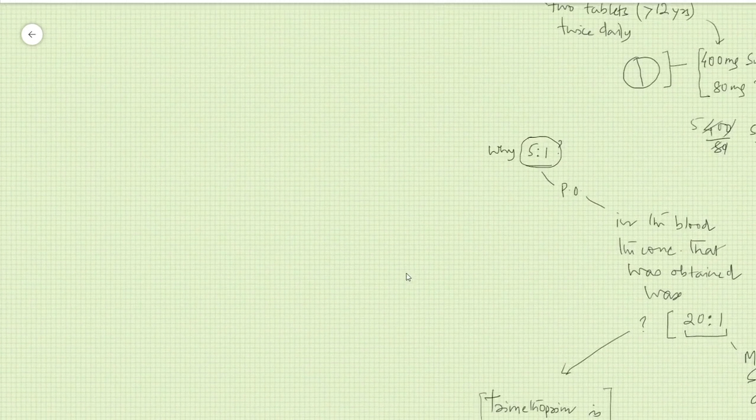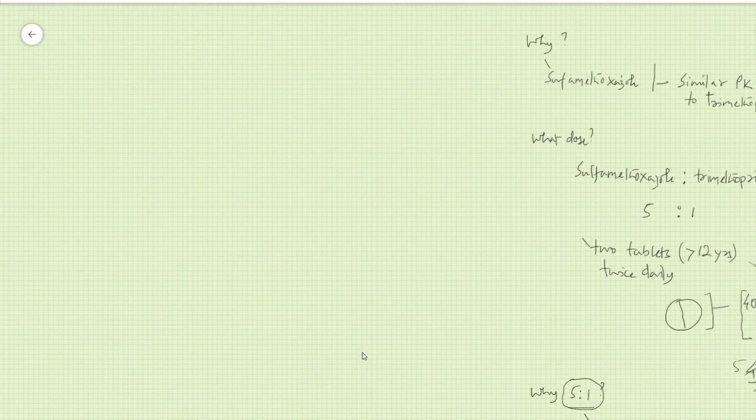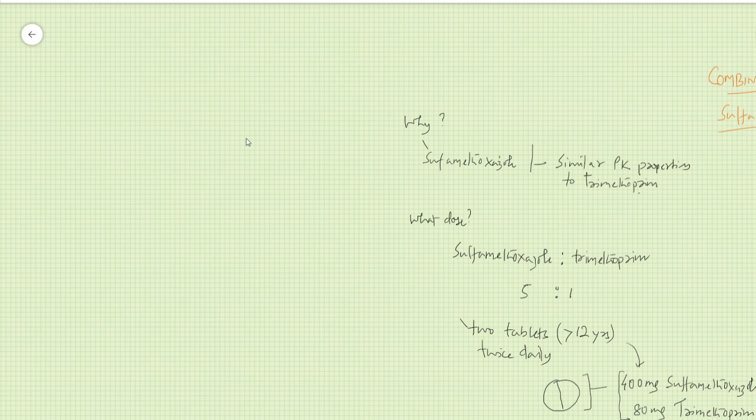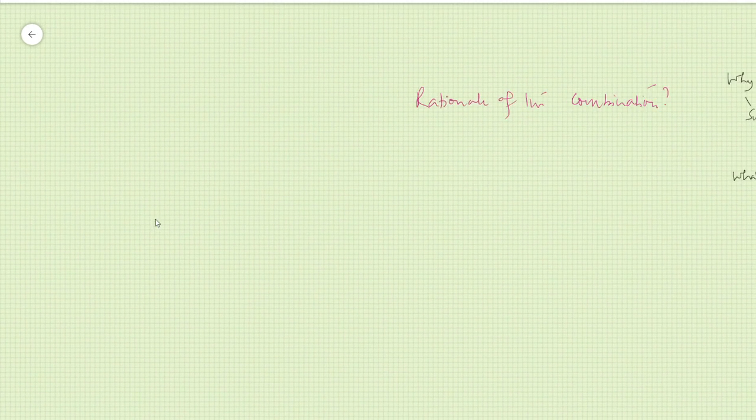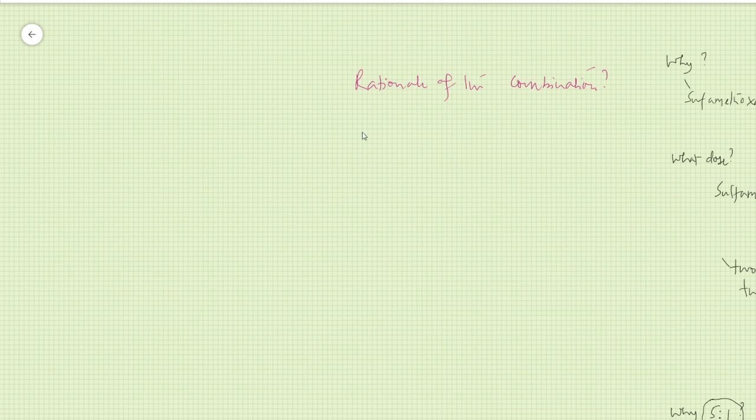Okay, so now we come to this overarching question: why is this combination preferred? What is the rationale of the combination? Okay, so why is this combination given? What's the logic behind the combination? So the rationale is, there are 3 reasons. One is that there is synergy. Okay, we'll visit this point again.